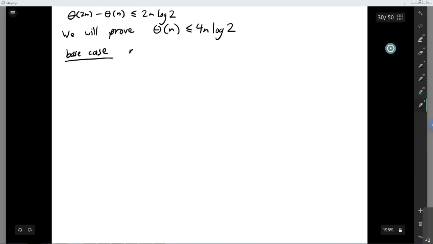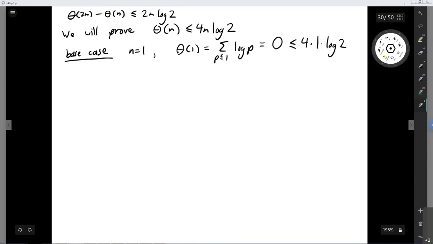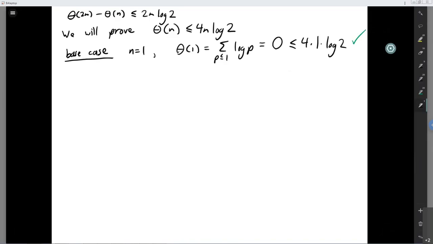So for the base case, n equals 1. Theta of 1 is the sum over all the primes less than or equal to 1 of log p. But there are no primes less than or equal to 1. So that's 0. Which is definitely less than or equal to 4 times 1 times log 2, because one of those is a positive number and one of them is 0. Great. So now let's do the inductive step.